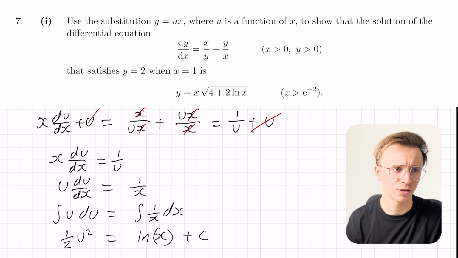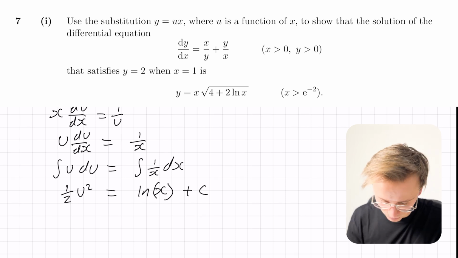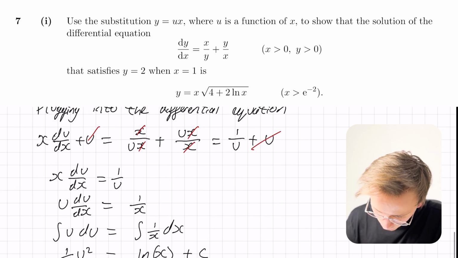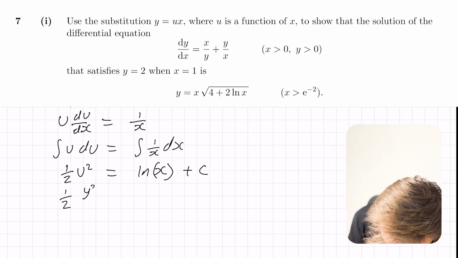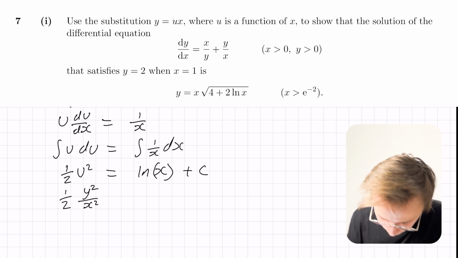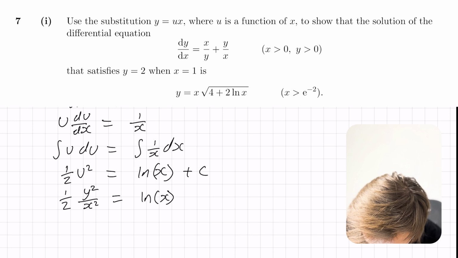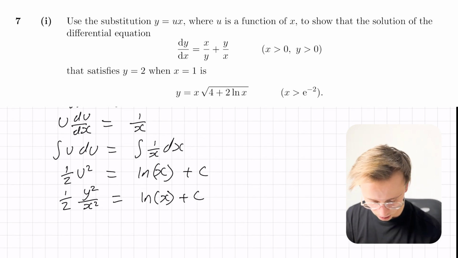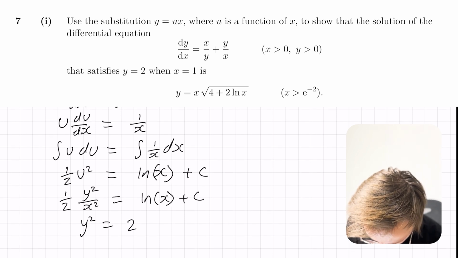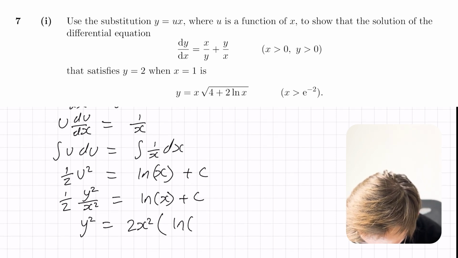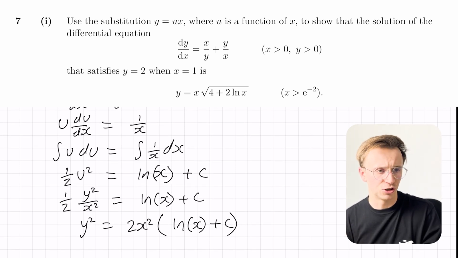They've given me no limits, so, well actually they have given me limits, but I'm not going to use them yet. I'm first going to plug back in for u. So u, using the substitution at the start, equals y over x. So I've got a half y squared over x squared, and now that is equal to ln x plus c. Rearranging a little bit. I don't want to do too much yet because I want to use those constants. y squared equals 2x squared, open bracket, ln x plus c. And already I can see I'm heading towards what I wanted.